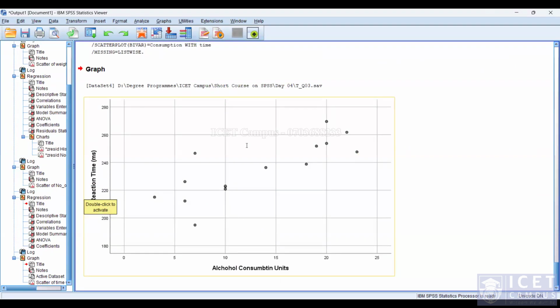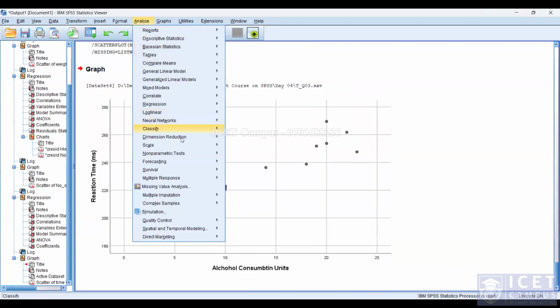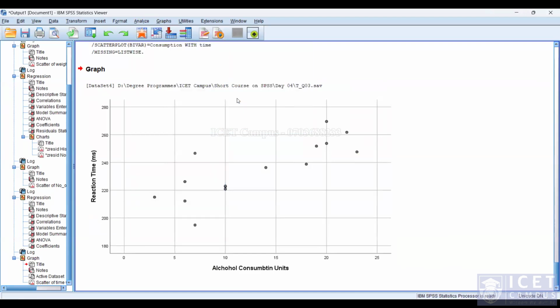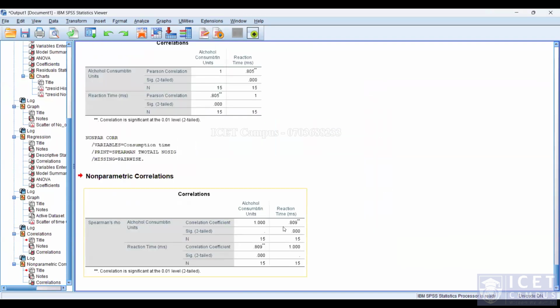Okay. And compute Pearson and Spearman's correlation. So analyze, correlate, bivariate. So Pearson and Spearman both we need. Then variables, these two. Then here, I told you 0.86 value. What is the value? 0.809. Right? Then it's greater than 0.5. Right?